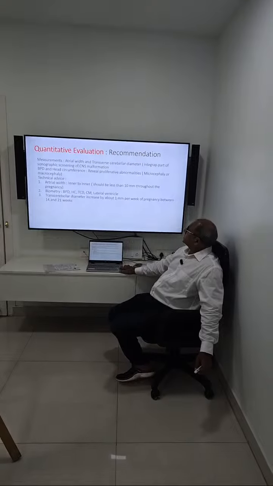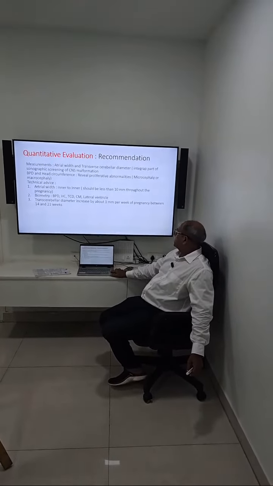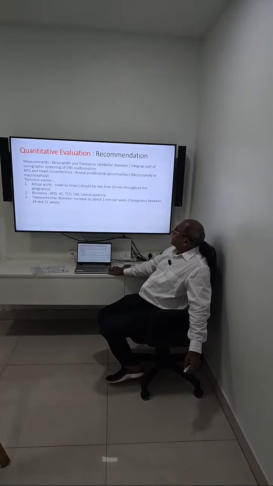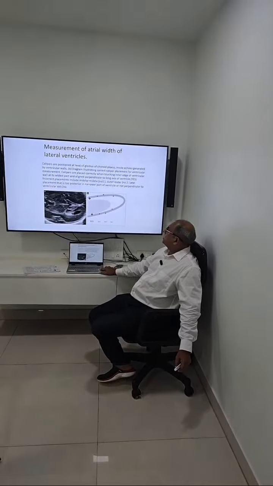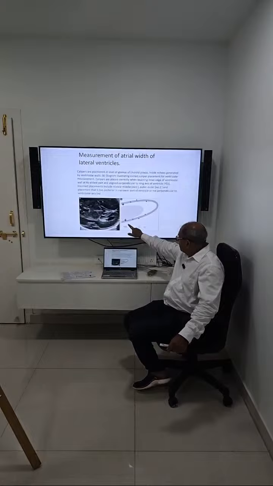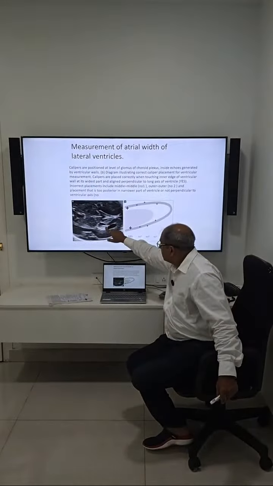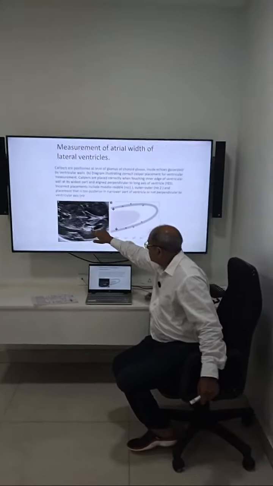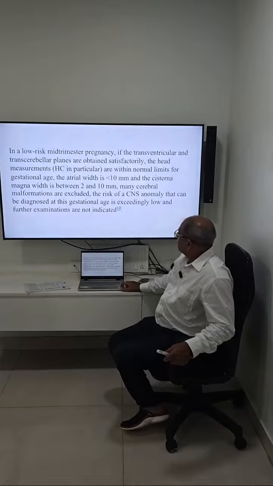The quantitative evaluation: atrial width, biometry and transcerebellar diameter increase by 1 millimeter per week. And how to do the measurement of the lateral ventricle has been given in the ISUOG guideline. This is the best way: where the parieto-occipital sulcus is there at mid gestation, take the glomus and the lateral ventricle.